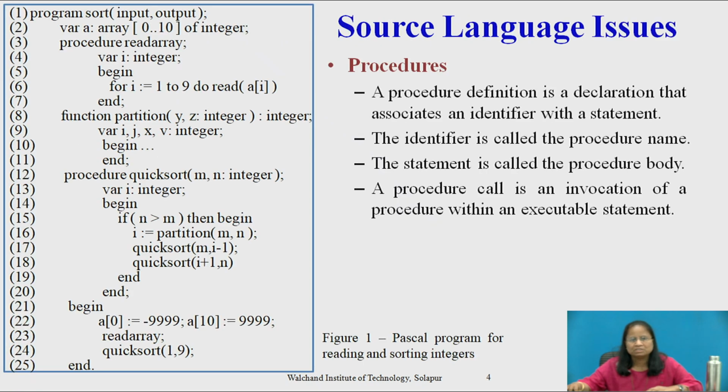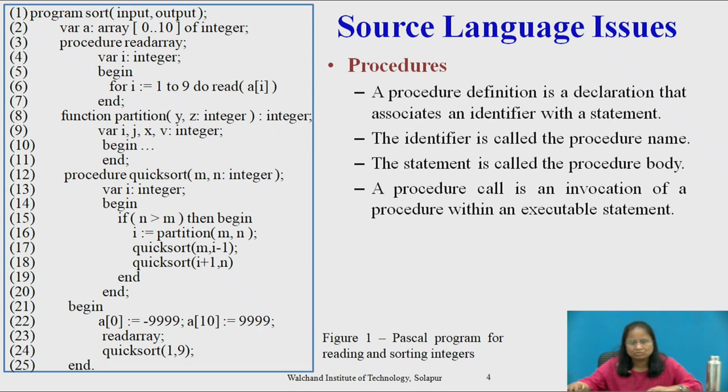Procedure. A procedure definition is a declaration that associates an identifier with a statement. The identifier is the procedure name and the statement is the procedure body. For example, in the Pascal code as shown on the slide, it contains the definition of procedure name read array on line number 3 to 7 and the body of the procedure is on line number 5 to 7.